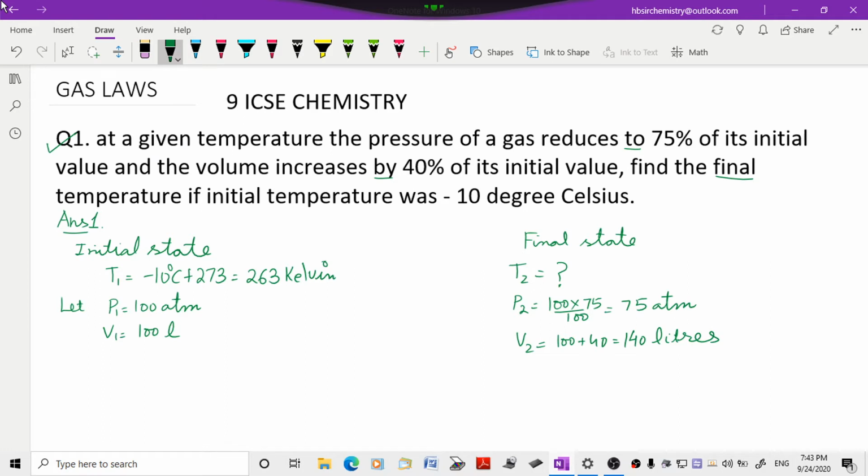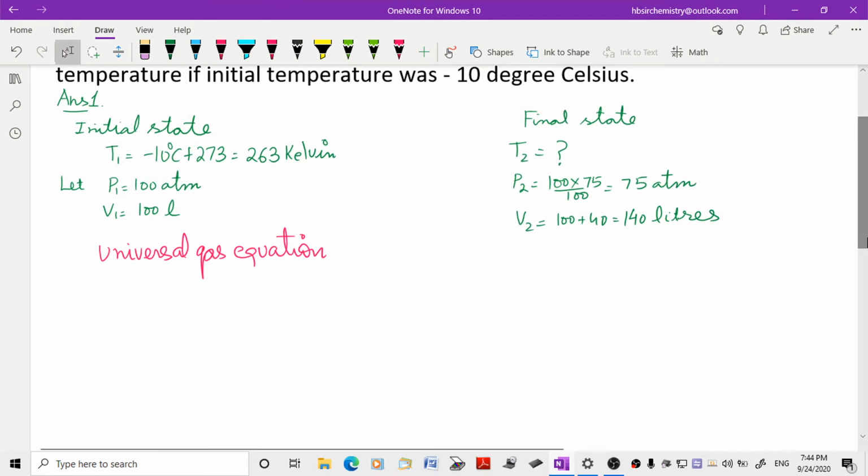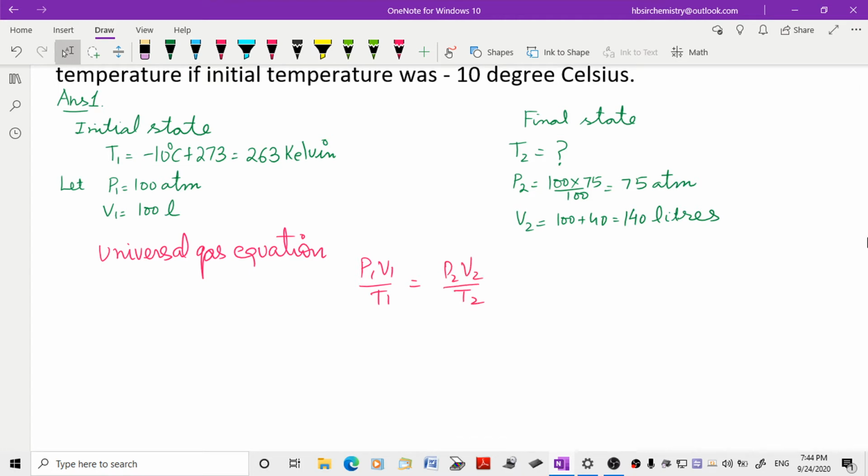Now we know this is a problem where there are three variables. So we'll apply the universal gas equation. And what is the universal gas equation? The formula that will be used is P1V1 upon T1 is equal to P2V2 upon T2. What is P1? P1 is 100, V1 is also 100, T1 is 263 and P2 is 75, V2 is 140, and we need to find the T2.